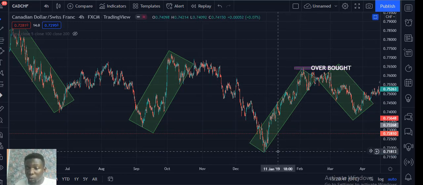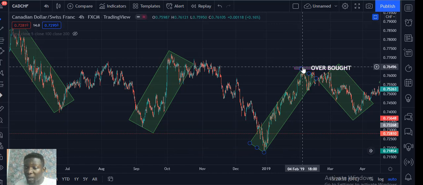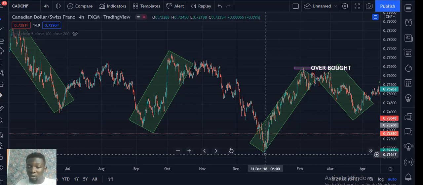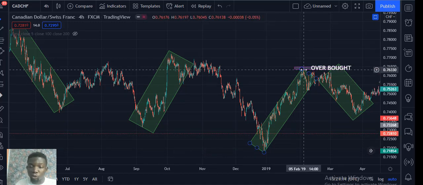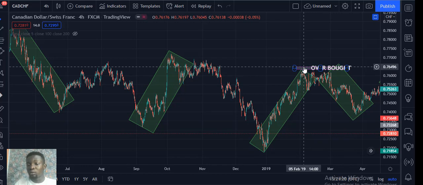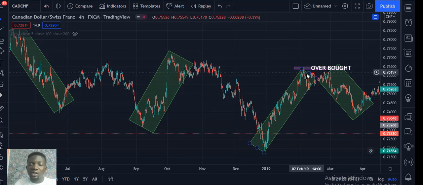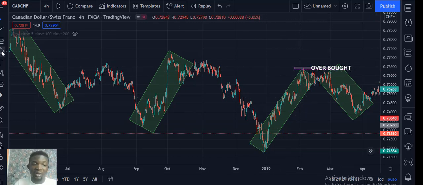Compare the price we are buying at here, 0.71, to the overbought price here, which is 0.76. It's high. So now the buyers stop buying, and at this time, called the overbought time, it is the best time to sell. You will have made a lot of profit between the time you bought here and the time you sell here. You've made a huge profit. Now this is the time for you to just sell out and leave. At the overbought, that's the best time to sell.